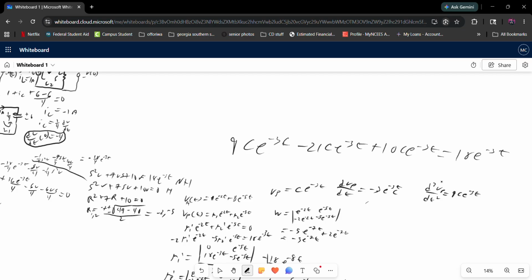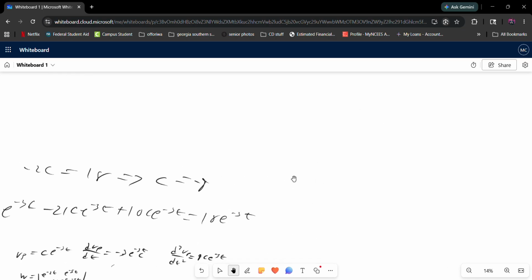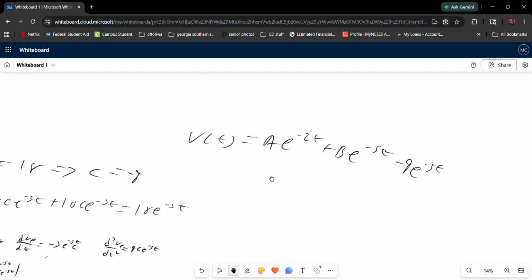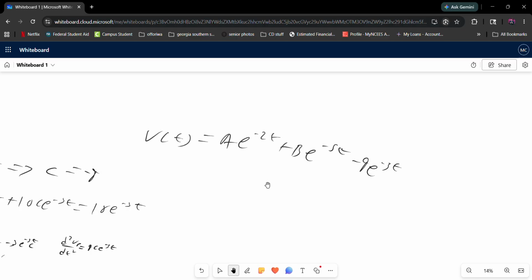So 9 minus 21 plus 10, that's negative 2. So we have negative 2c is going to be equal to 18. So that means c is going to be equal to negative 9. All right, so now that we have that, we just end up doing the same thing over again. So v sub t is just going to be a e to the negative 2t plus b e to the negative 5t minus 9 e to the negative 3t. And then we just use the initial conditions and we get the same thing.